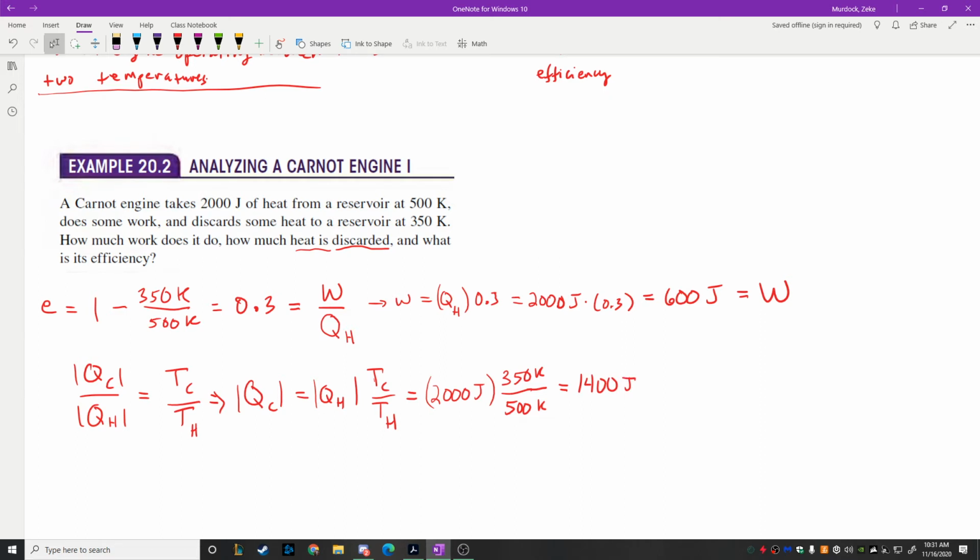Does that look right? Yeah. There we go. Pretty easy. You just have to remember your relationships, right? Efficiency is related to 1 minus TC over TH, but we also remember that it's equal to the work done by the engine divided by the heat that it takes in. And yeah, there we go. Pretty easy. Any questions?